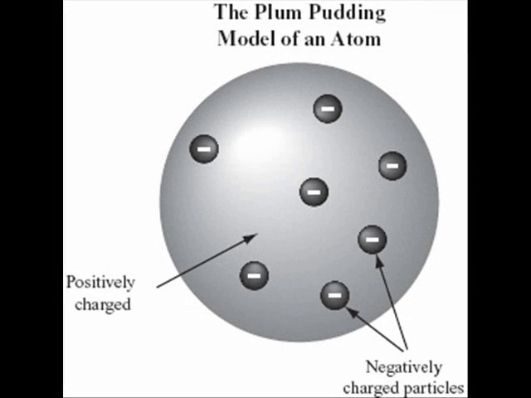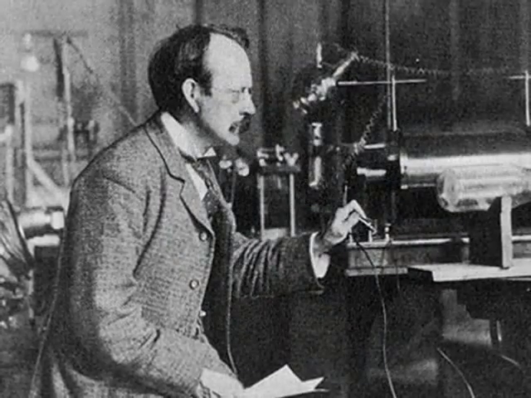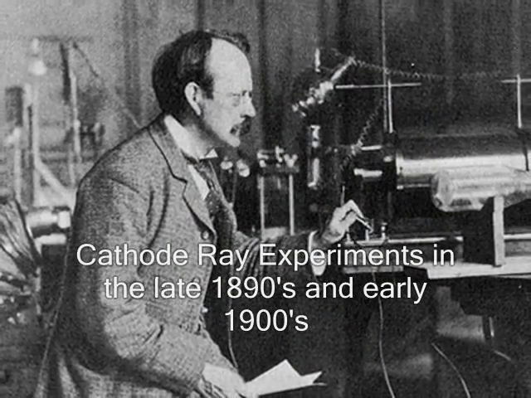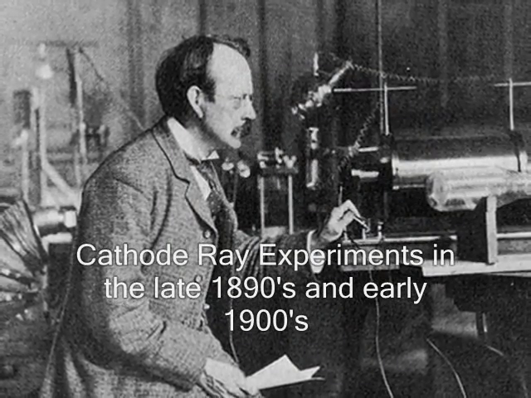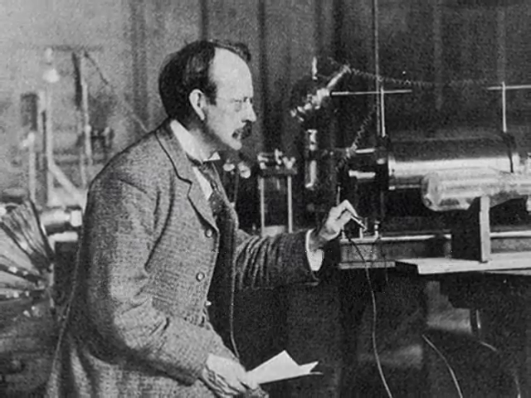Thomson suggested that atoms are composed of negatively charged electrons surrounded by a cloud of positively charged particles. This theory was founded based on his cathode rays experiments through the late 1890s and early 1900s.